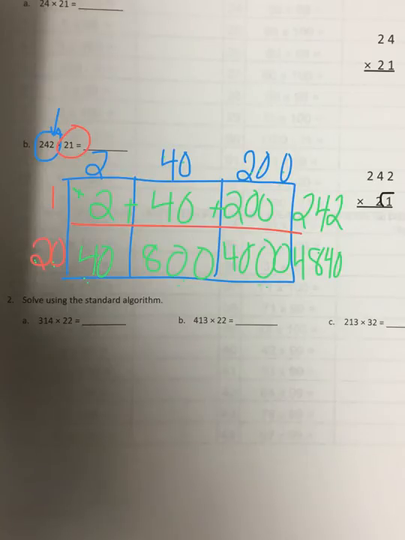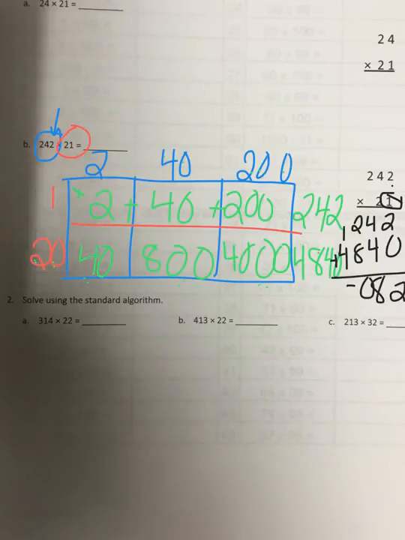Now, to connect it to our standard algorithm, let's think about it. If I were to start with my standard algorithm, I'd have 1 times all my places up top, which would get me 242. Okay, that's this partial product here. Then I would move on to my 2 and multiply by everything up top. So I'd get, 2 times 2 is 4, 8, 4. Next step, add them all together. 2, 8, 0, 1, 5. 5,082 is my answer there.